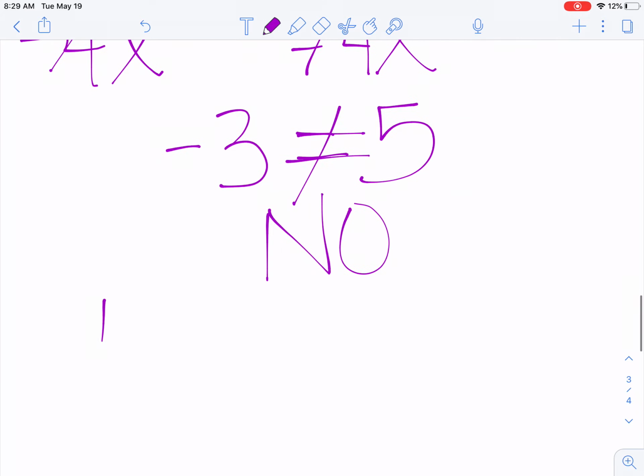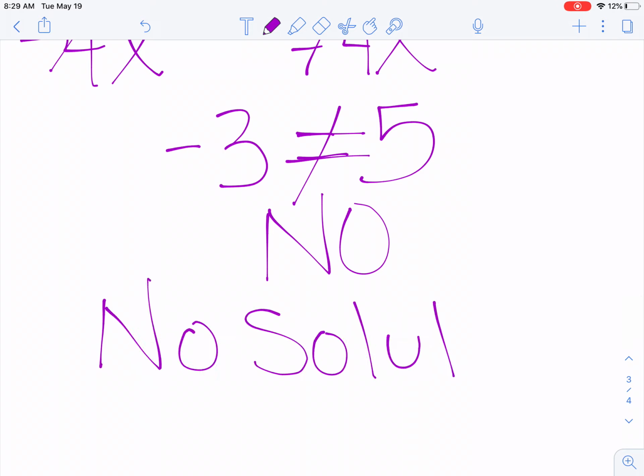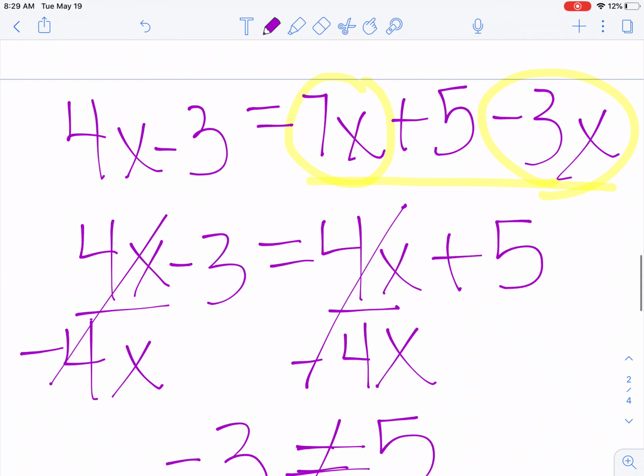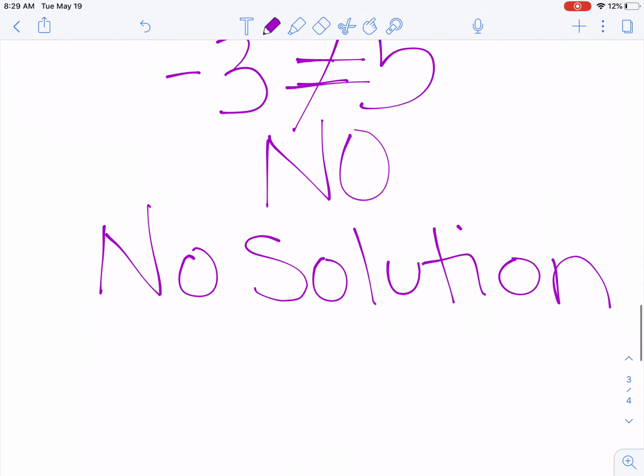Okay? So this equation has no solution because there is no value that would make both sides of the equal sign at the very beginning equal to each other. Okay? There's also equations that have infinite solutions. So let's take a look at one of those.